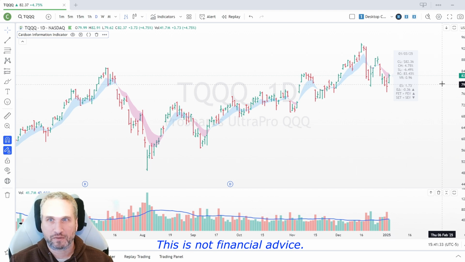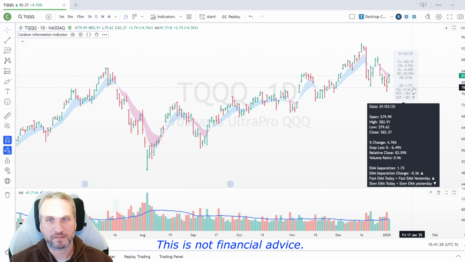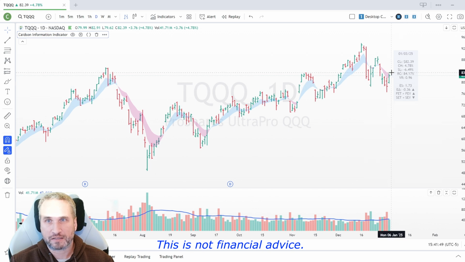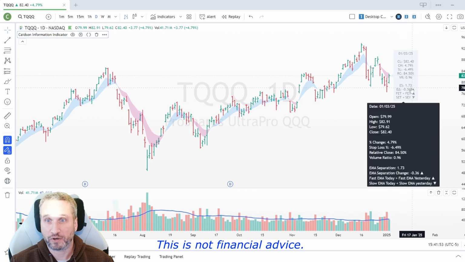Aside from all that, now we're going to start talking about the EMA stuff. So the EMA separation, and this is stuff that I kind of concocted on my own. I don't know if anybody in the industry really looks at this kind of data, but I think it's helpful. EMA separation is how far is the fast EMA from the slow EMA? If you subtract the fast from the slow, what do you get? That's what the separation is. In this case, it happens to be 1.73.